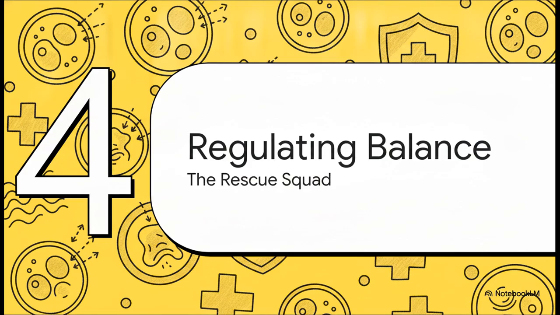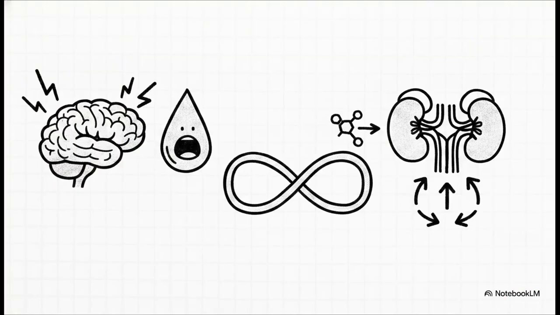Finally, Section 4, regulating the balance. Time to meet the body's rescue squad. Fortunately, our body doesn't just leave all this to chance. We have an automated, highly sensitive rescue squad that kicks in long before our cells explode or shrivel up. And this defense network relies on 2 main mechanisms working in perfect harmony. First, a neural alarm. This is controlled by the hypothalamus in your brain, and it regulates your conscious sensation of thirst. Second, we have a humoral or chemical mechanism. This uses a powerful messenger called the antidiuretic hormone, or ADH, which travels down to your kidneys to adjust exactly how much water you pee out.